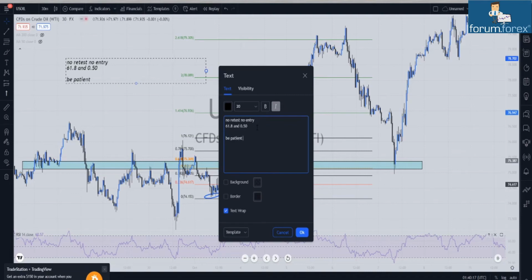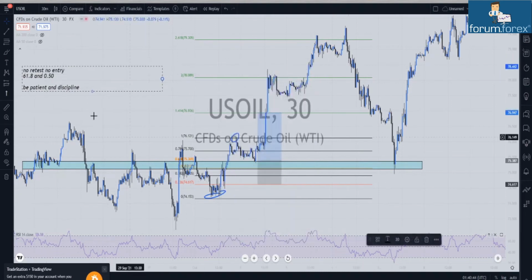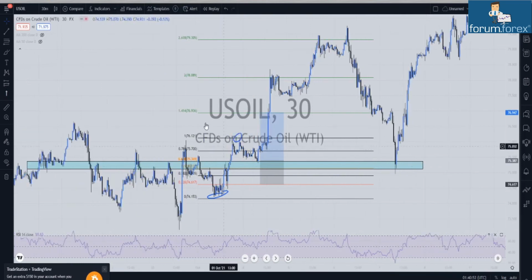If you guys are not patient with y'all setup, man, you guys will never have successful trades, and that's just the fact. Be patient, and let's see, I feel like I'm missing one more. Be patient, and we'll just put discipline, just because I feel like this one has to do a lot with putting too many lot sizes at the same time. So just keep things simple, guys. Like I said, no retest, no entry. Wait for the 61.8 and the 0.50, and then be patient and disciplined. So boom, that's all I really do.